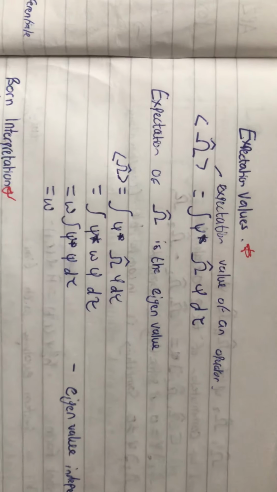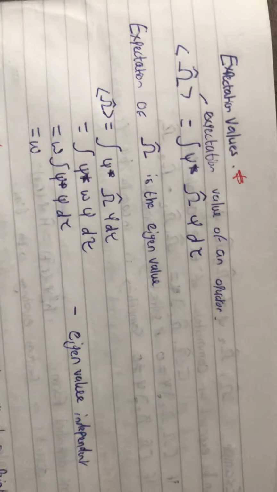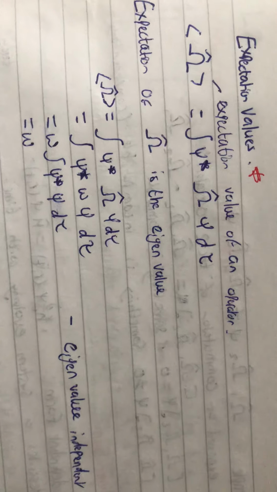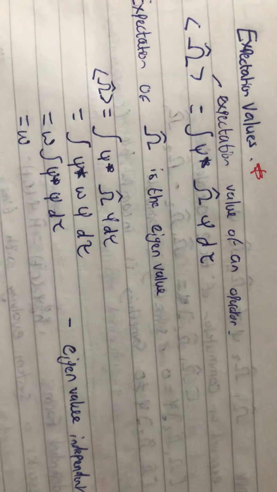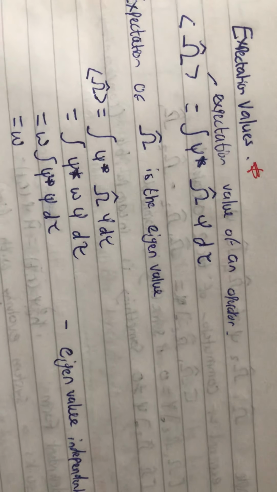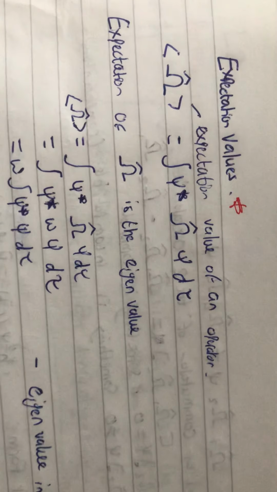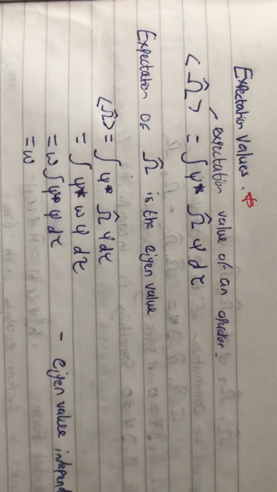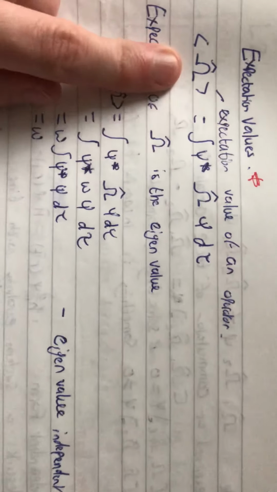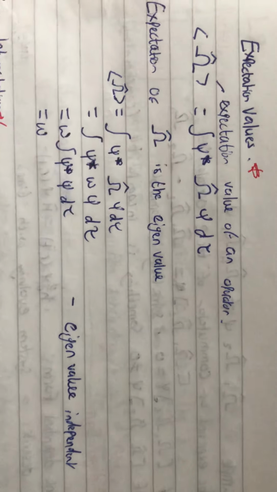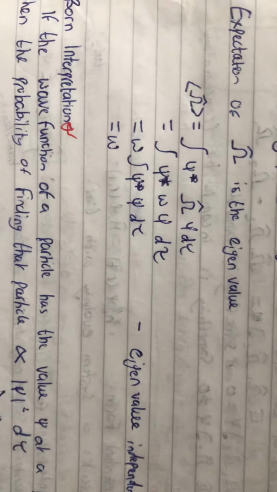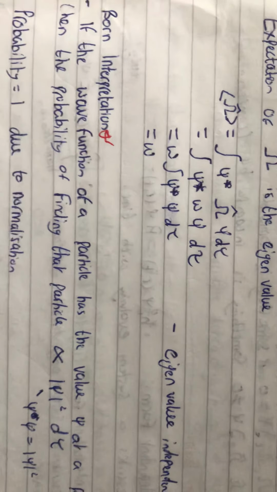Next up, we're going to talk about expectation values. An expectation value is represented in bracket notation, which corresponds to the following below. So this essentially is equal to that. That's what it means. So the expectation of this omega is the eigenvalue.